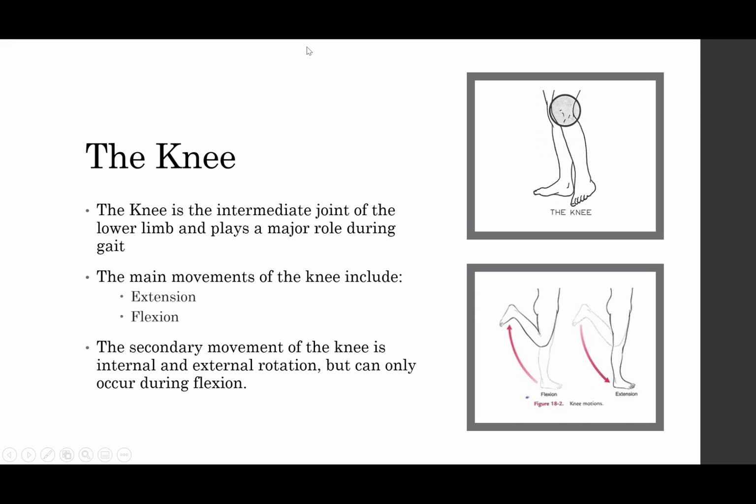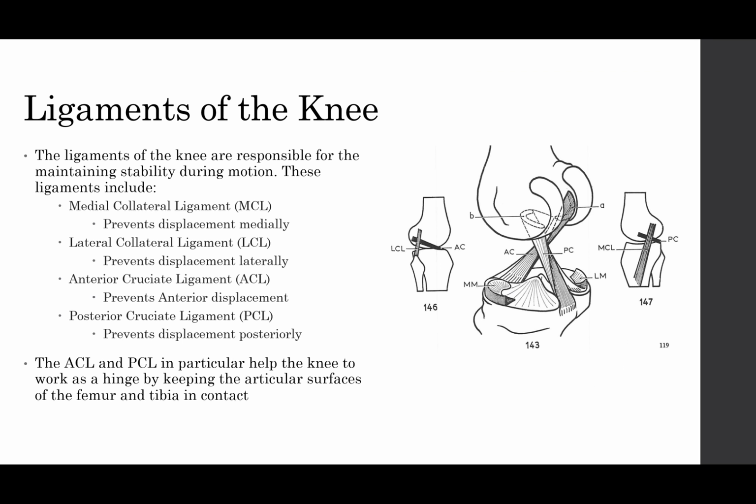So first off, the knee. The knee is the intermediate joint of the lower limb and plays a major role during gait. The main movements of the knee are extension and flexion. A diagram of these motions can be seen in the second figure. The second movement the knee undergoes is internal and external rotation. However, this movement can only occur during flexion. We won't talk much about it during this presentation.